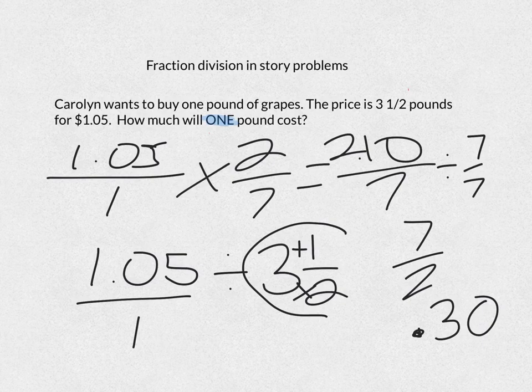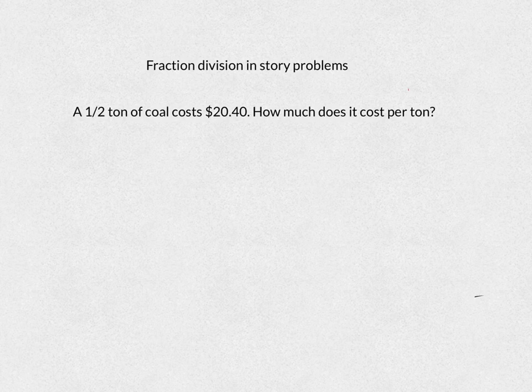So it's simple enough when you stop and take a look at the question and realize that the output of the question is going to help you understand if your answer is reasonable. Is it reasonable that 1 pound is going to cost 30 cents? Well, yeah, it is reasonable if 3.5 pounds cost $1.05. So we'll take a look at one more. A half ton of coal costs $20.40. How much does it cost per ton?